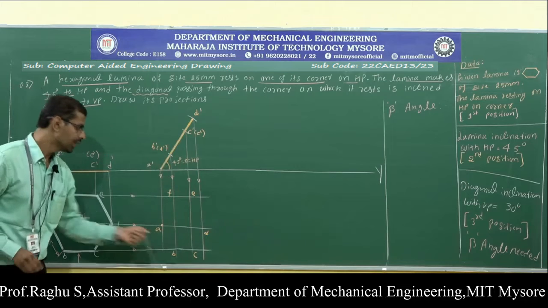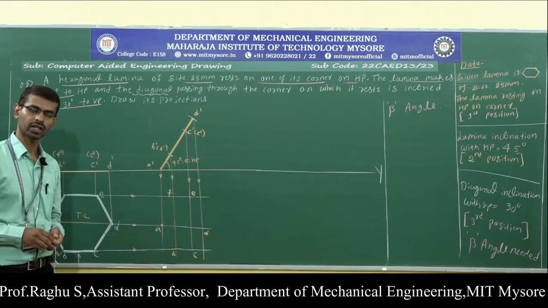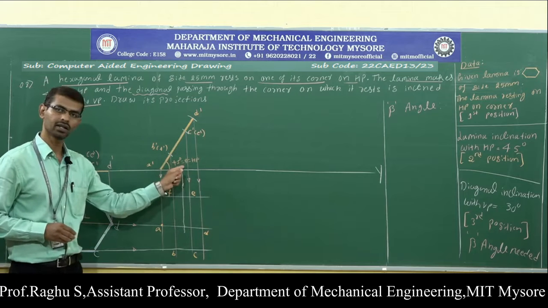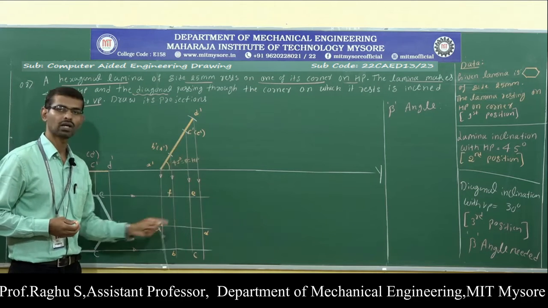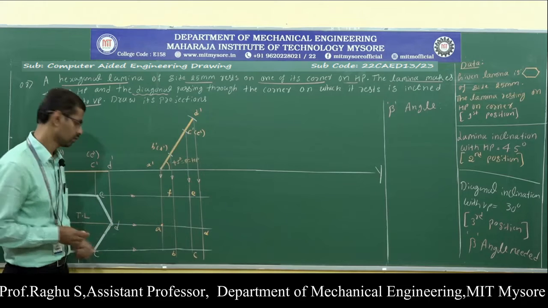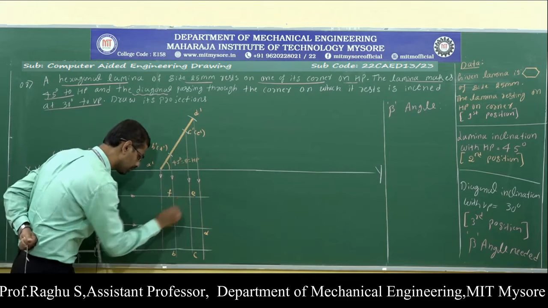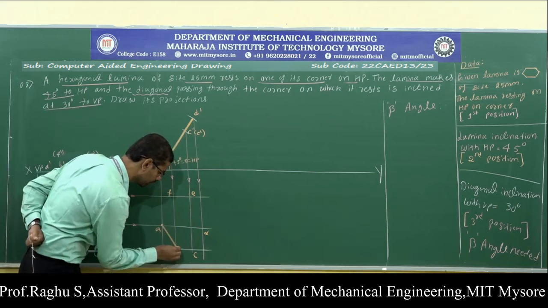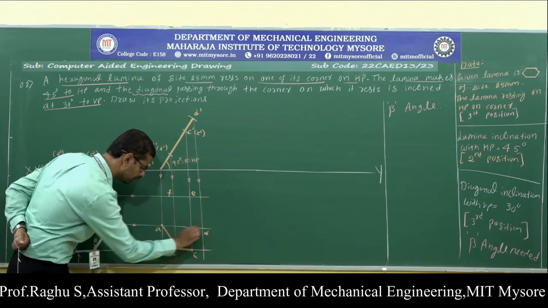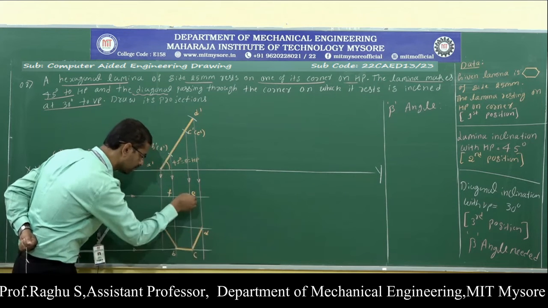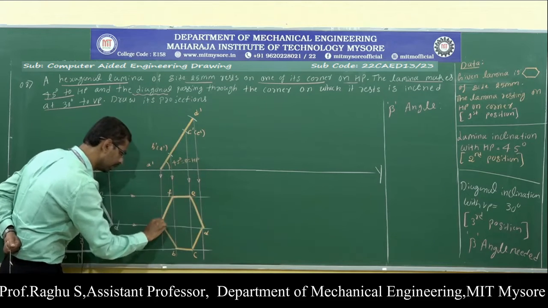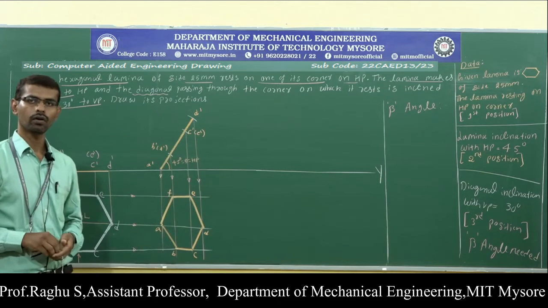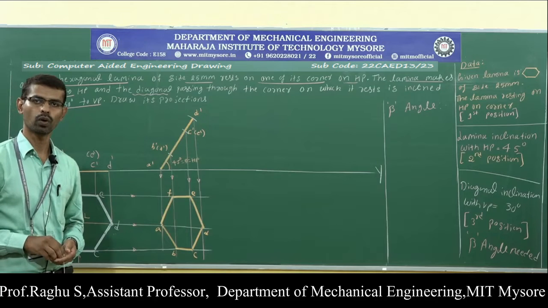Now connect all the corners, so we will get the second position top view. That shape is called the apparent shape, because when the lamina is inclined with respect to HP, the shape of the lamina gets changed because of inclination. First connect A to B using dark lines, B to C, C to D, D to E, E to F, and finally A to F. Now I have completed the second position top view and front view.